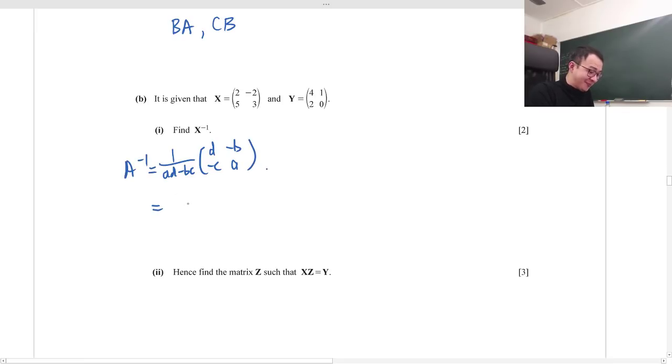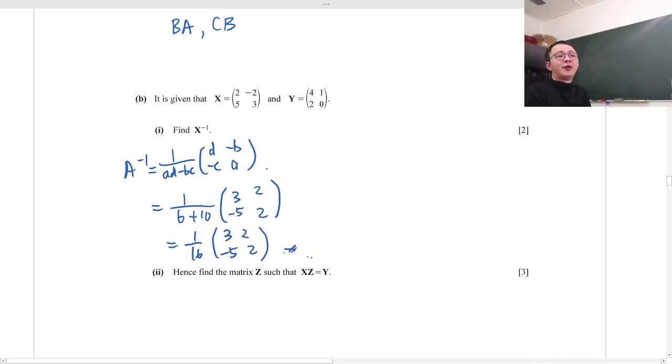So yeah, a bit blurry. So this one will be 6 minus negative 10, which means plus 10. And then swap, you will get 3, 2. Both of these add negative, you got 2, negative 5. Alright, so it's 1/16 times 3, 2, negative 5, 2.